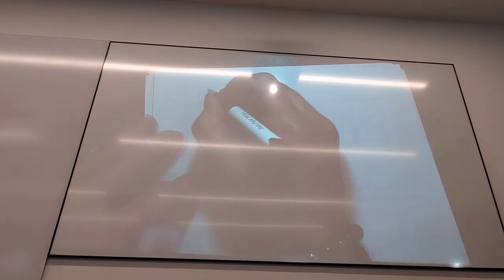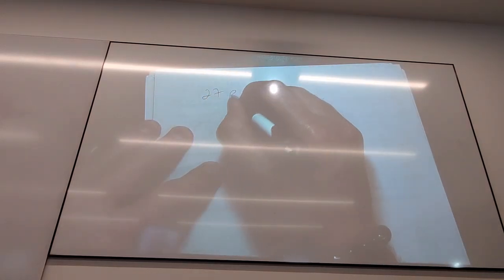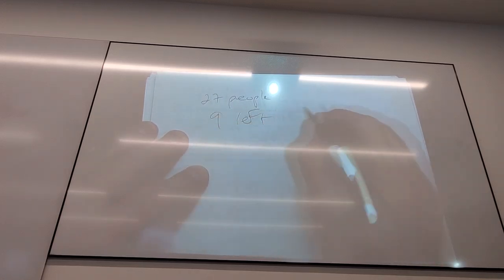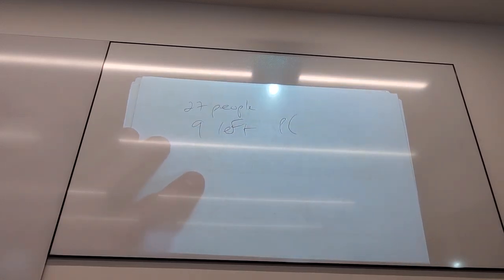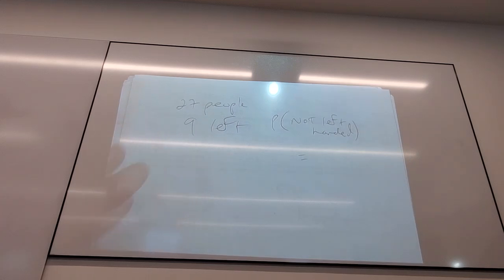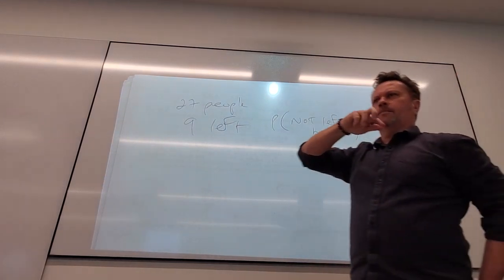So help me out. Remind me about this. If I had 27 people in a room and 9 of them are left-handed, what's the probability I pick somebody who is not left-handed? So I pick one person out of that room. What's the probability I get somebody who's not left-handed?